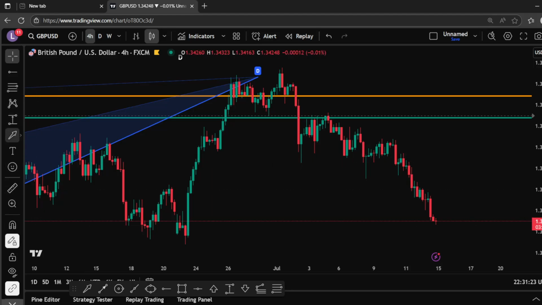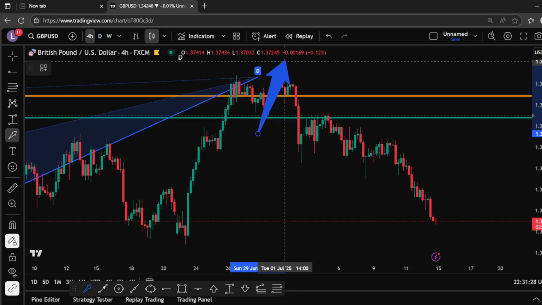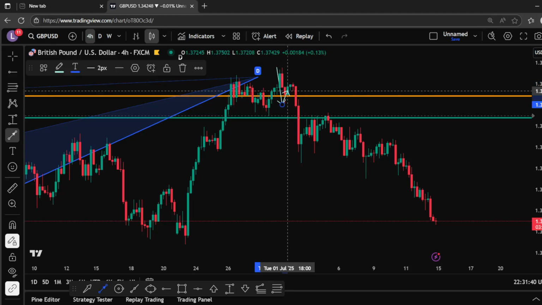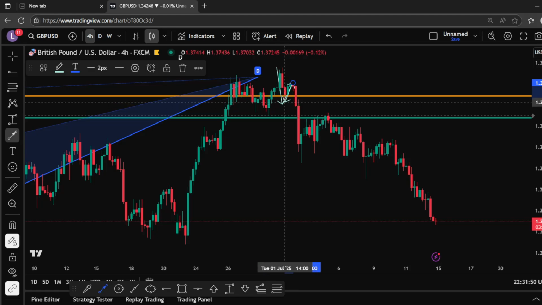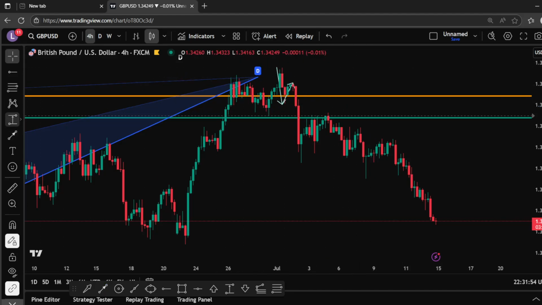So we had the completion right there. I waited for confirmation and we had this push to the downside, we pulled back. Once I saw a break and close here, which was a close below the previous low, that was when I took the trade. So I took the trade right here.